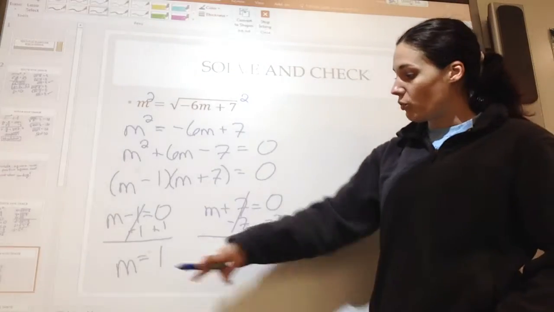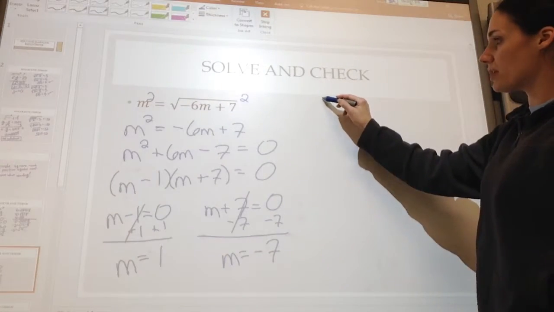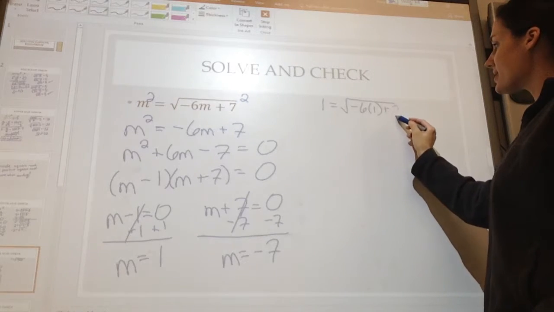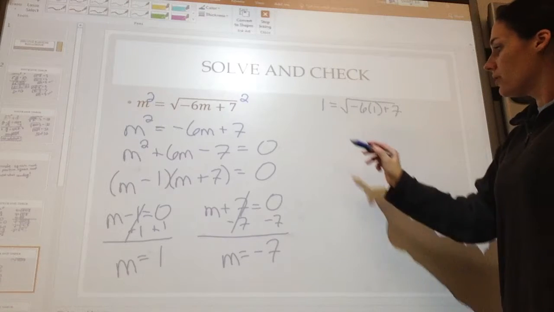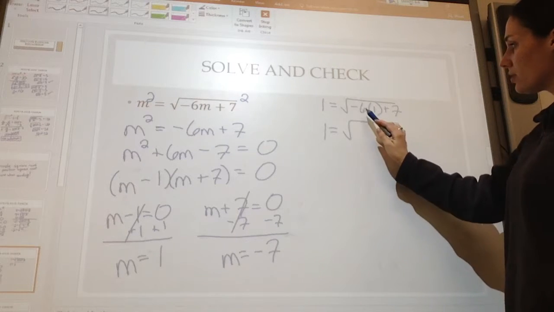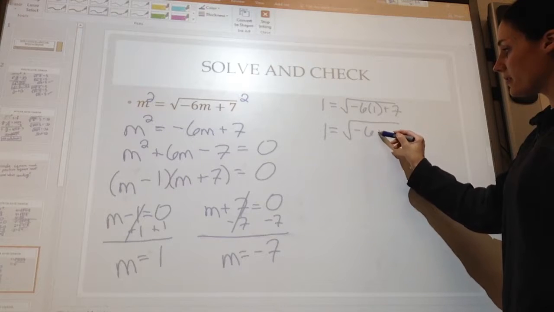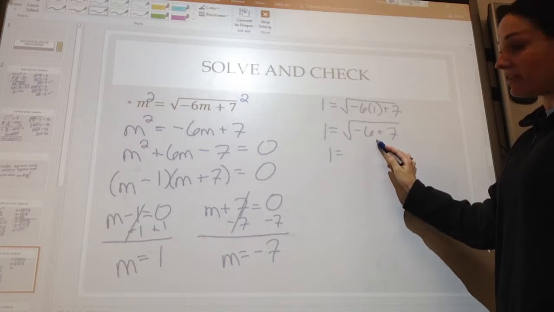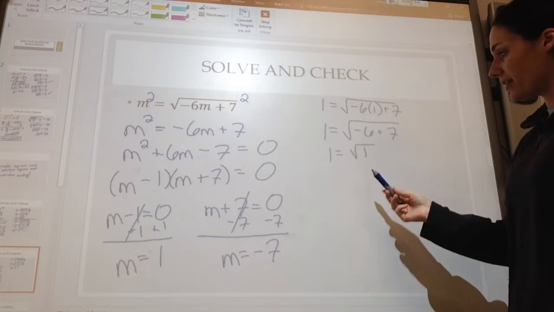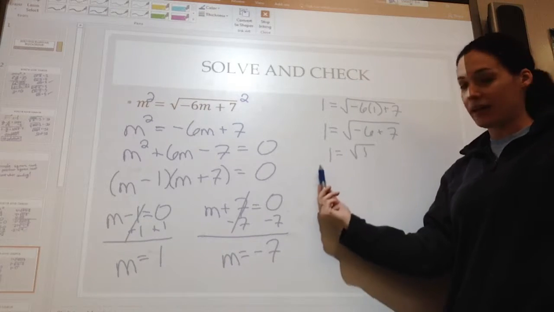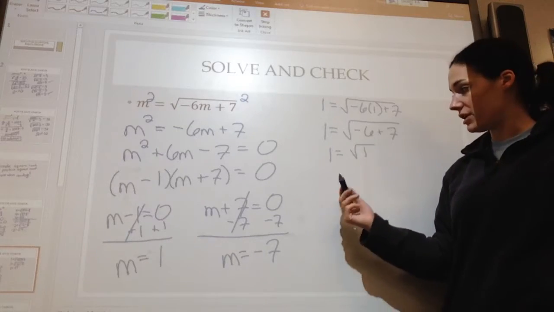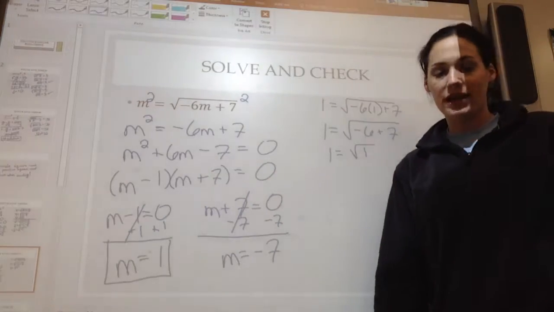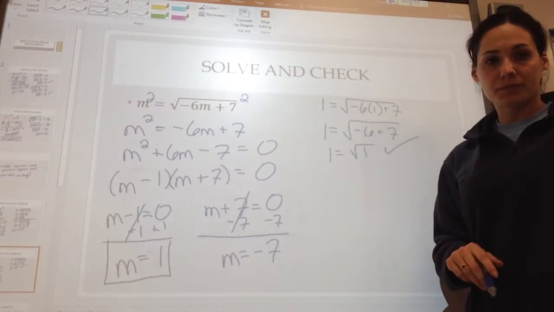So let's start by checking the 1. I'm going to substitute in 1 equals square root of negative 6 times 1 plus 7. So I get 1 equals negative 6 times 1 is negative 6 plus 7. Well, negative 6 plus 7 is 1. And the principal square root of 1 is 1. So the positive square root of 1 is 1. That means this one works. So I'm going to circle the first one as an answer. I have a check that proves that it works.